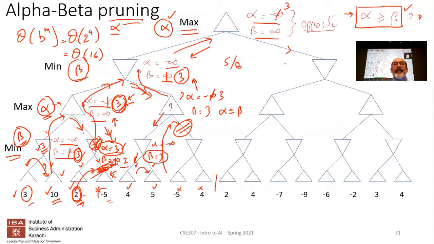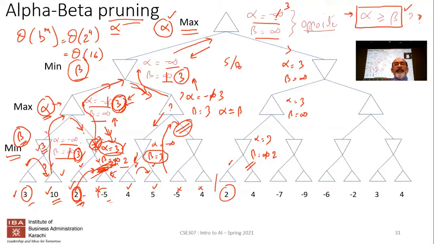We bring the values down. So alpha is now equal to 3, beta is equal to plus infinity, alpha is equal to 3, beta is equal to plus infinity, alpha is equal to 3, beta is equal to plus infinity. And then we check this. Is 2 smaller or infinity smaller? So we're going to make beta equal to 2. Now what's going to be next? Alpha is greater than beta, so we're going to prune this. So you see another example of pruning.